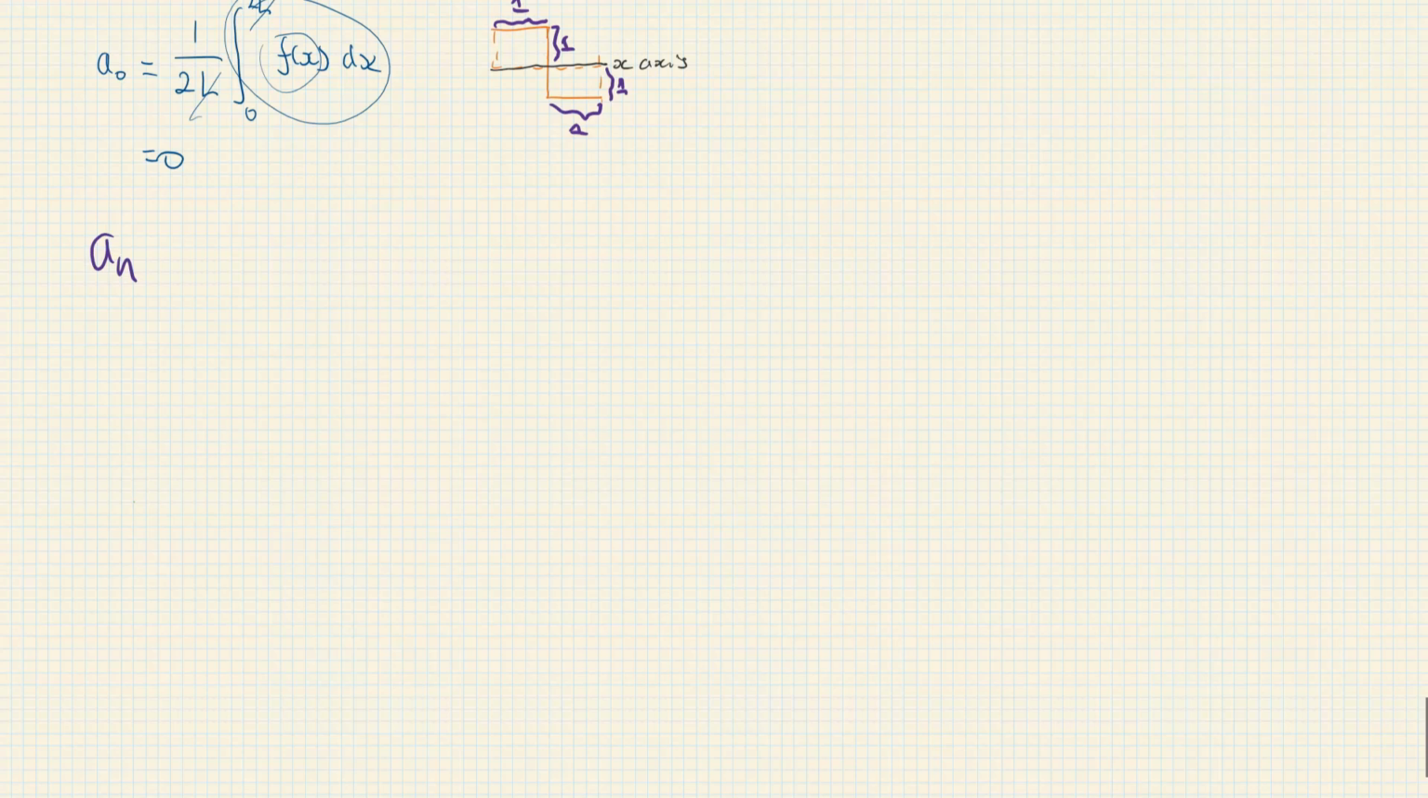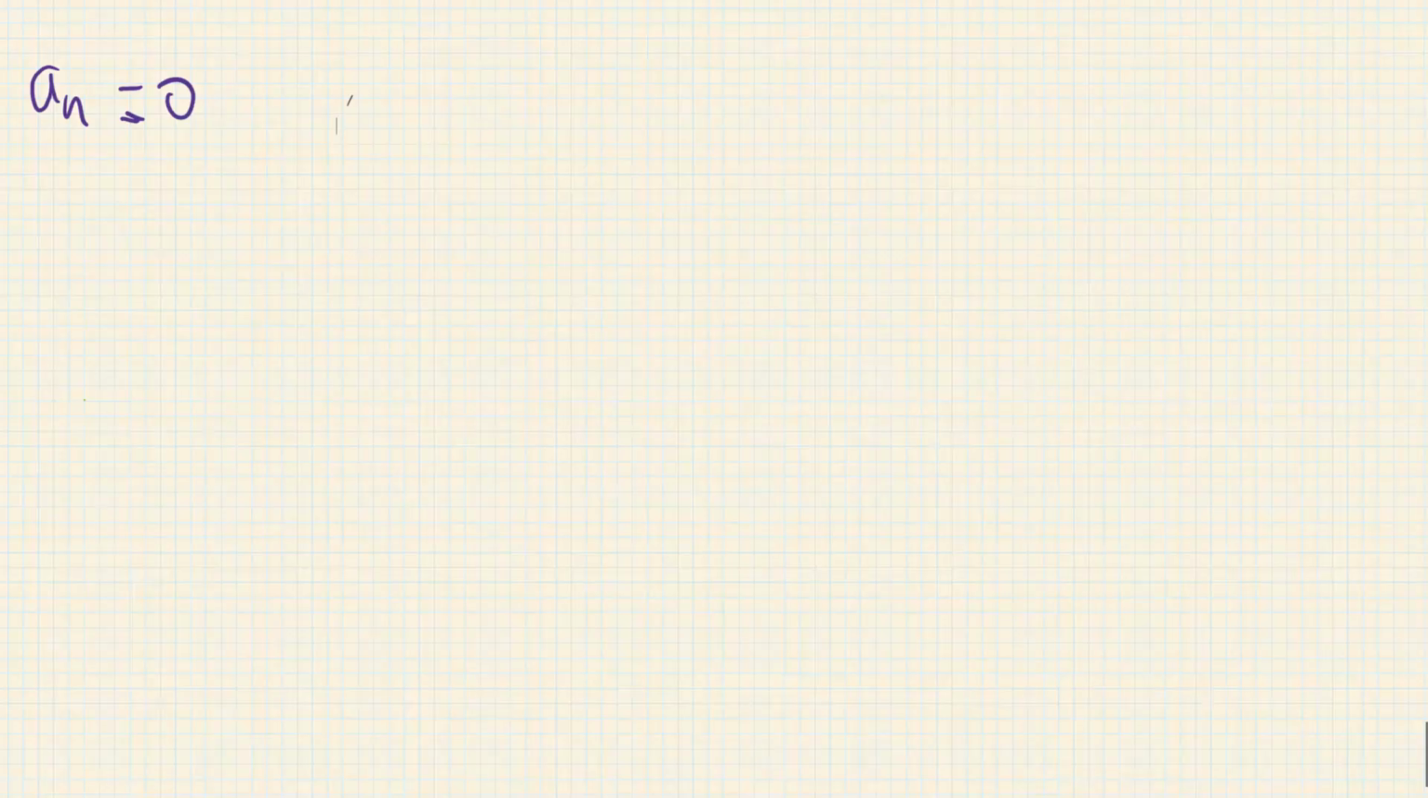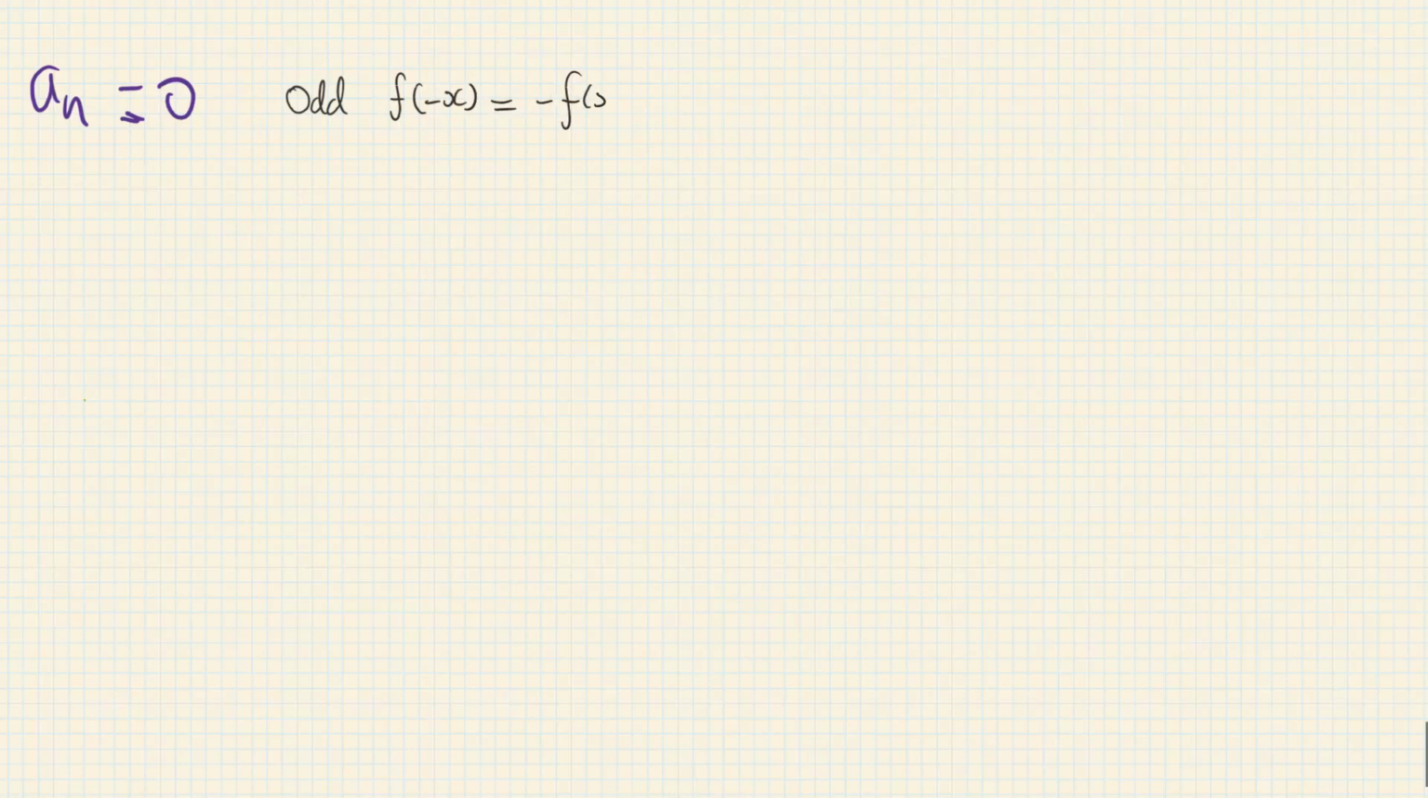I'm going to prove to you that b sub n is equal to 0 without doing any integration. How I made this conclusion is because I've considered odd and even functions. Now, an odd function, as you know, is a function where if you reflect your function about the y-axis, it's the same thing as the function before, but reflected about the x-axis. So f of negative x is equal to negative f of x.